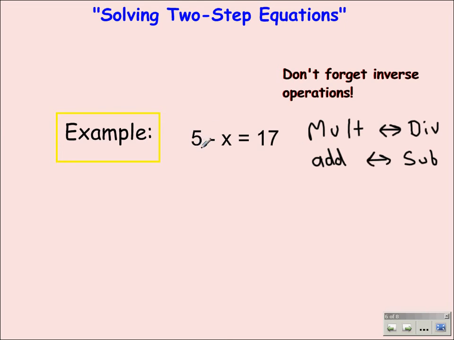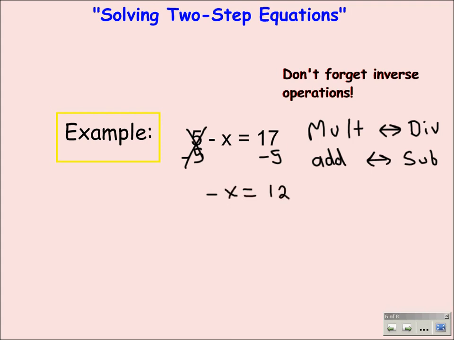Our first step in the second example is to move our 5. And since our 5 is positive, because there is no negative sign to the left of it, we will subtract 5 from both sides to balance out our equation, which would cancel out our 5's. We'll be left with a negative x, and that would be equal to 12.